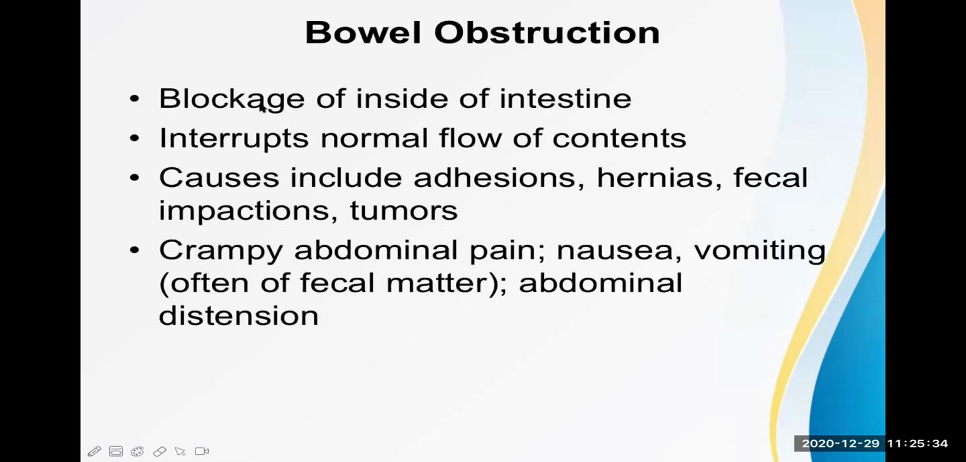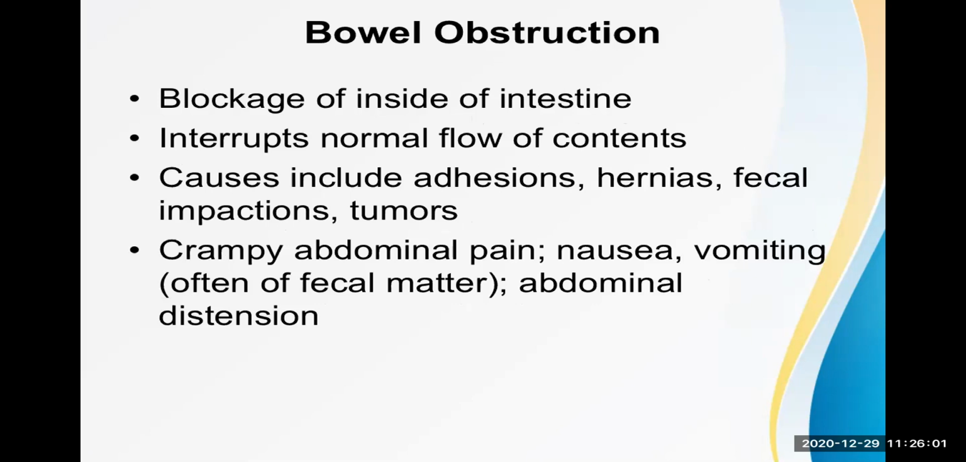Now, lastly, bowel obstruction or acute intestinal obstruction is a very important cause of acute abdomen. The meaning is there is obstruction or blockage inside the intestine, maybe small, maybe large. Small bowel obstruction and large bowel obstruction, there are two types. There is an interruption of the normal flow of contents. That's why we call it bowel obstruction.